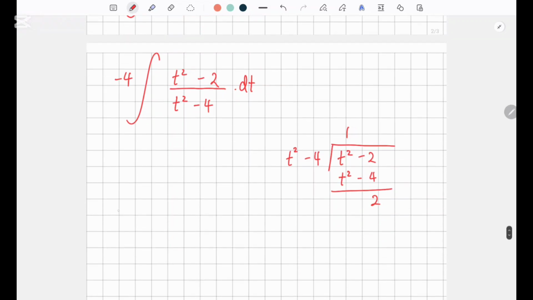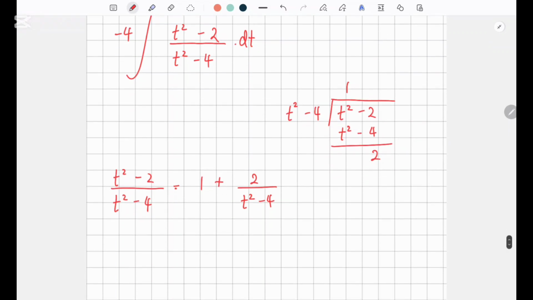So you can write t squared minus 2 over t squared minus 4 equals 1 plus 2 over t squared minus 4. I hope you all understood this. If you guys have any doubts with that, please drop a comment.